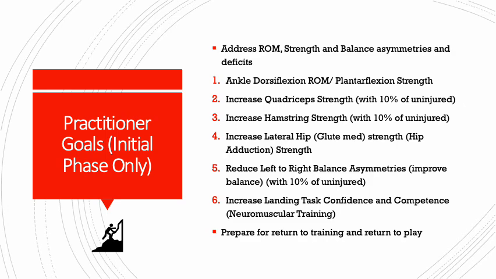Practitioner goals in the first phase, we want to address range of motion deficits, strength and balance asymmetries and deficits as well. So specifically, we've got ankle dorsiflexion range of motion, plantar flexion strength. We want to increase quadriceps strength, increase hamstring strength, increase lateral hip, glute med specifically strength, i.e. hip abduction strength. We want to reduce left to right balance asymmetries, improve balance, increase landing task confidence and competence, and prepare for return to training and return to play.